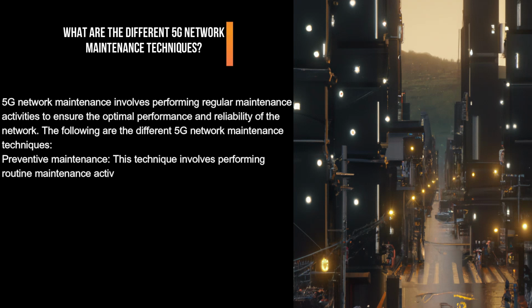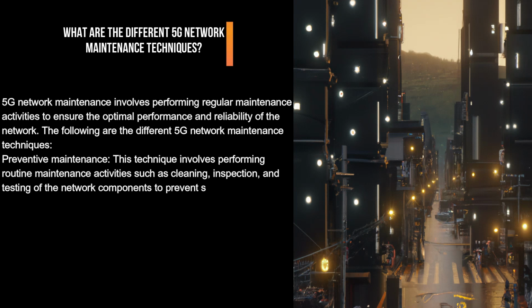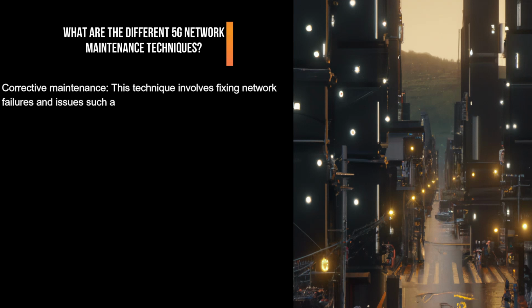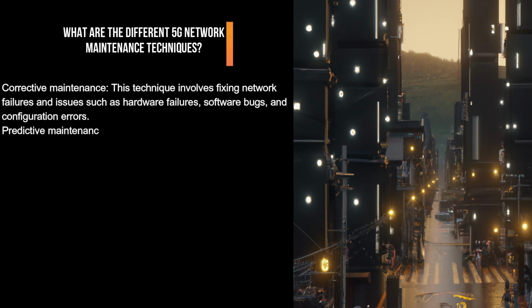Preventive maintenance. This technique involves performing routine maintenance activities such as cleaning, inspection, and testing of the network components to prevent system failures and downtime. Corrective maintenance. This technique involves fixing network failures and issues such as hardware failures, software bugs, and configuration errors.